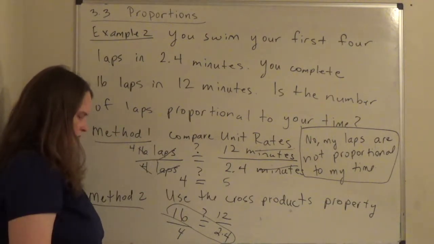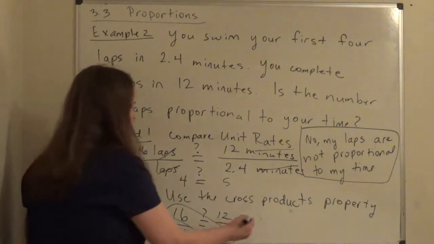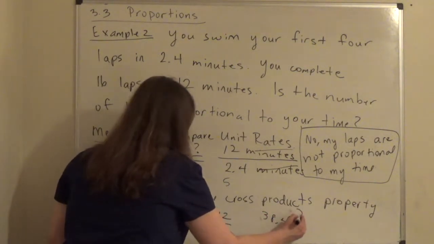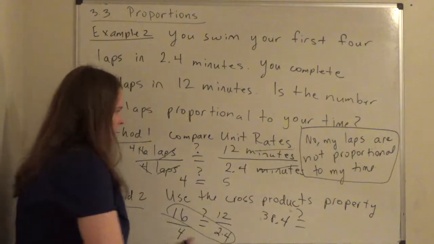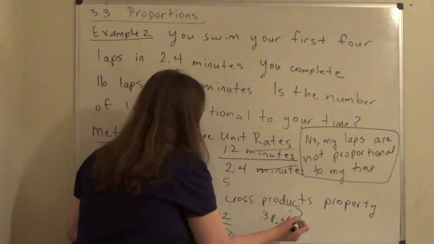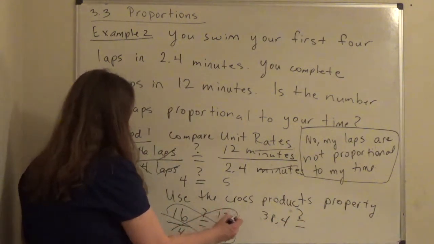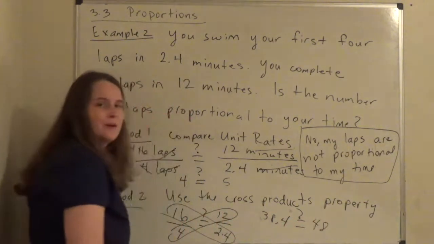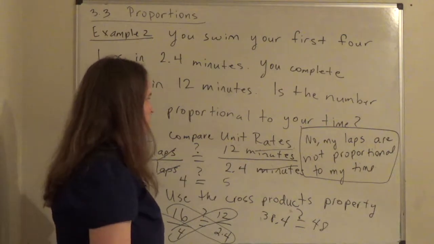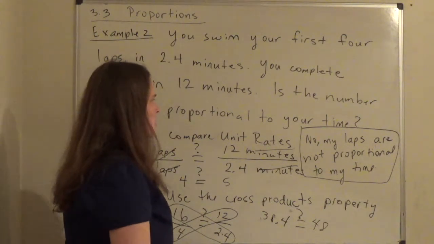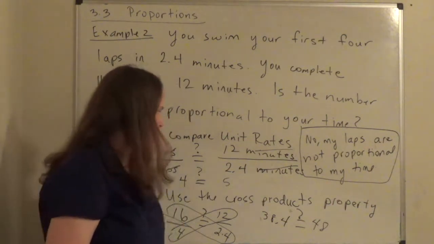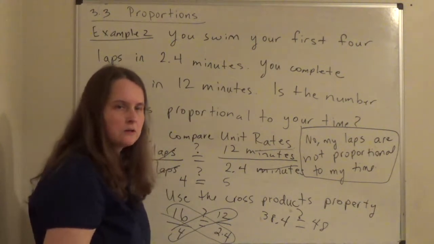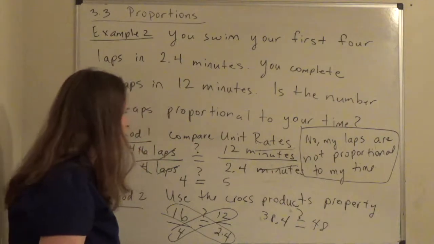16 times 2.4 gives me 38.4, equals with a question mark. And then I'm going to do 4 times 12 is 48. Again, we can see that we are not getting the same number, so these are not proportional. So it's the same answer. No, my laps are not proportional to my time. But knowing 2 ways to do it gives you a way to check yourself. Okay, so that's example 2.